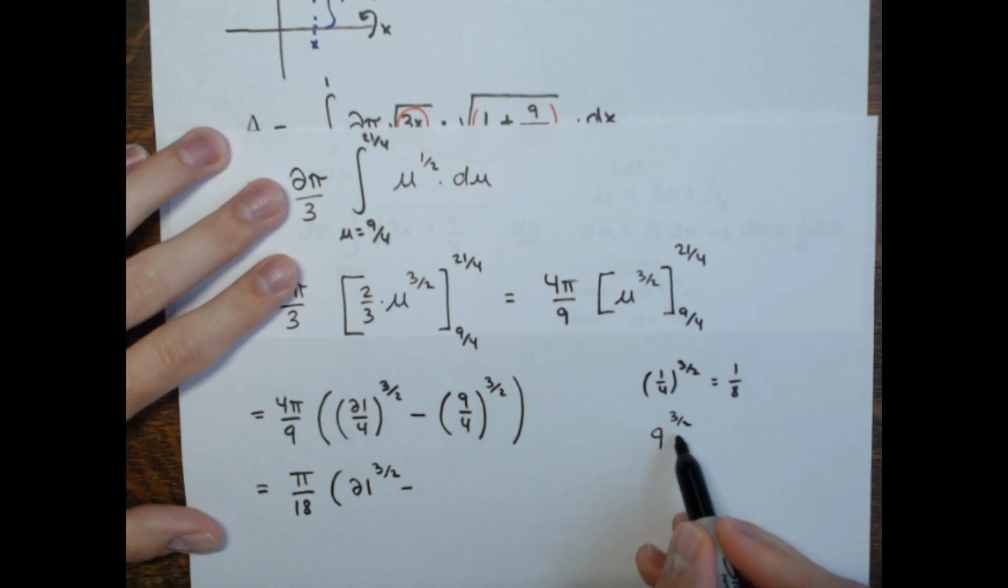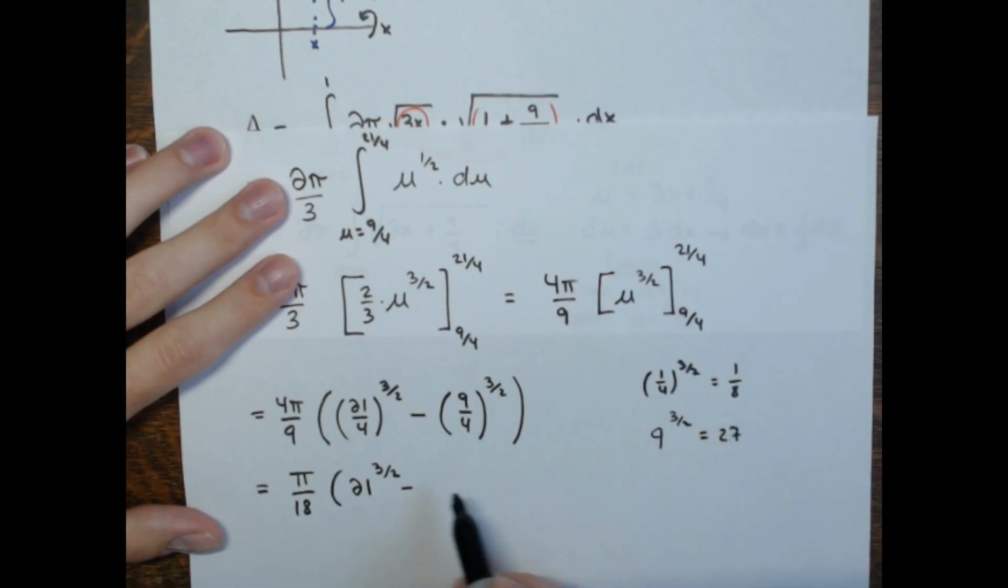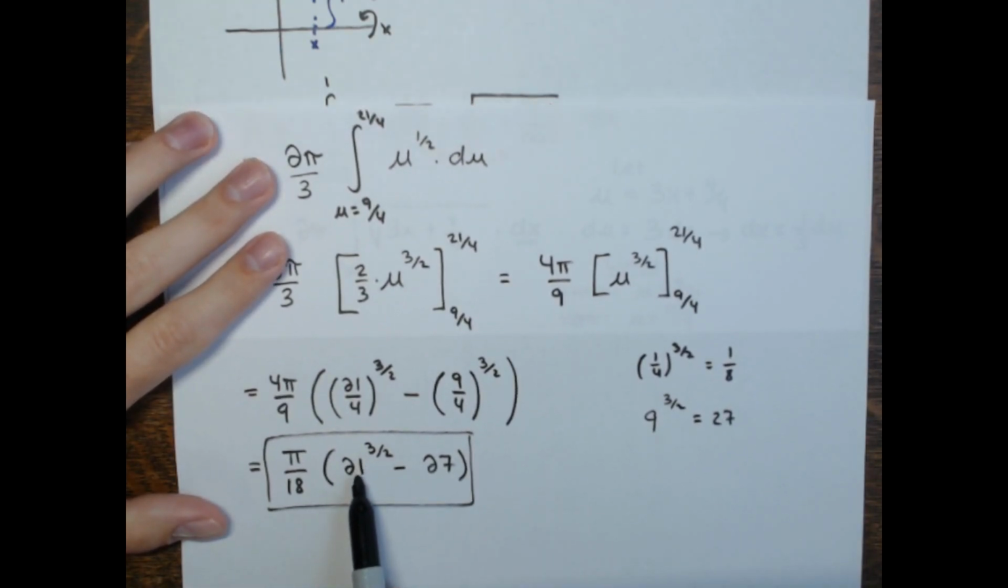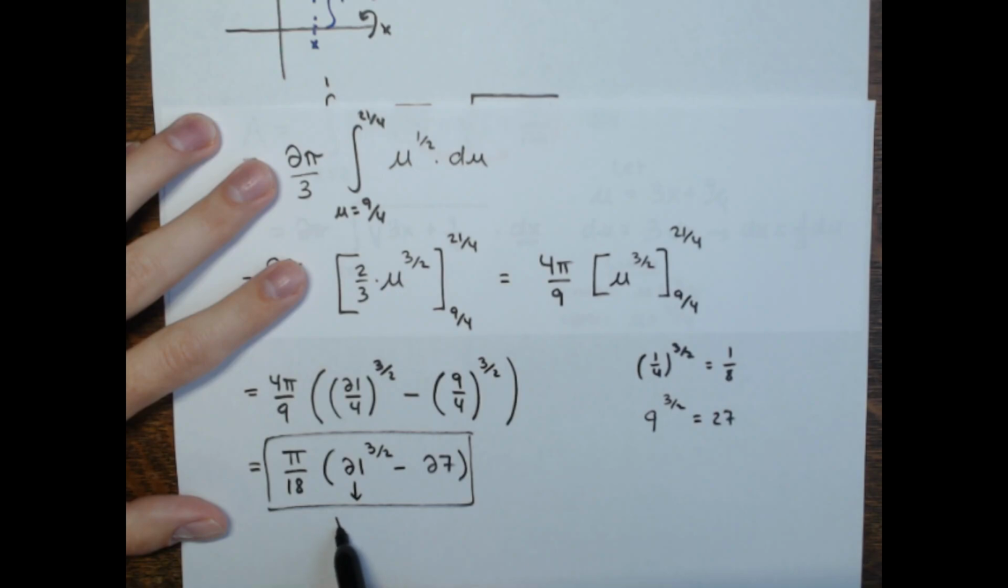But 9 to the 3 halves is nice because the square root of 9 is 3, and then 3 cubed is 27. Right? So minus 27. And there we go, right? That's much nicer looking. And I think they might also write this as 21 times the square root of 21, right?